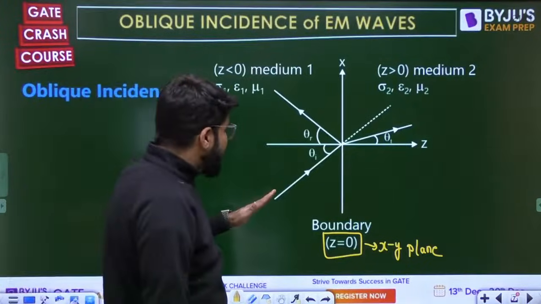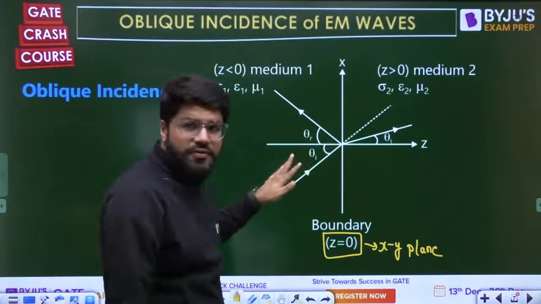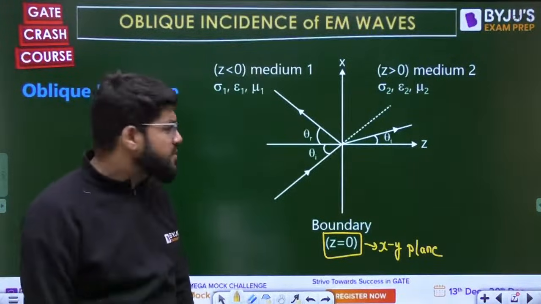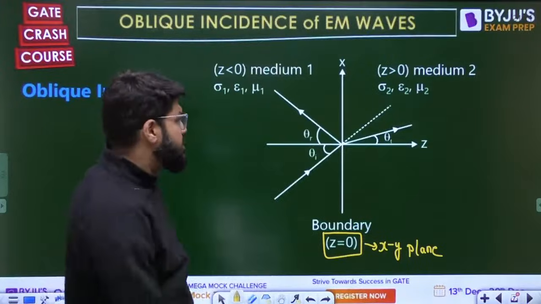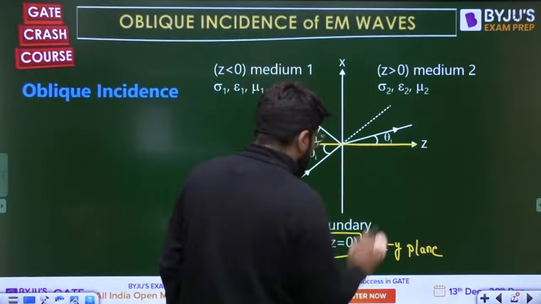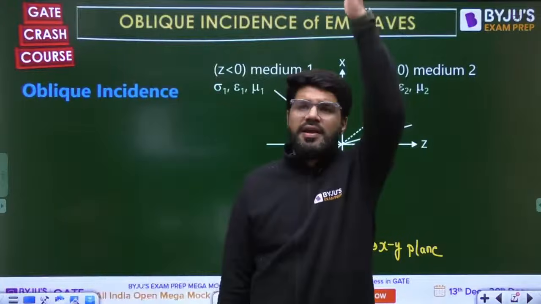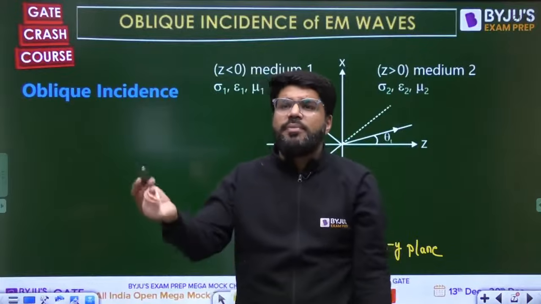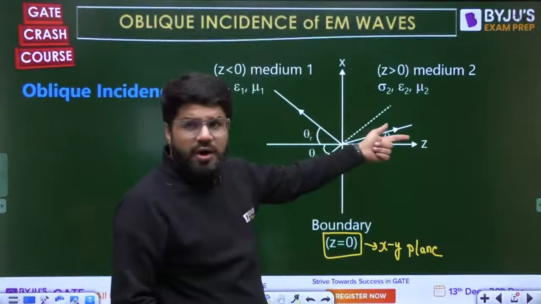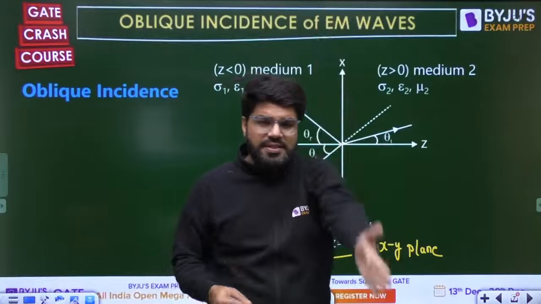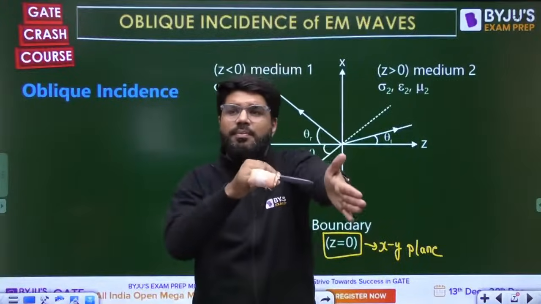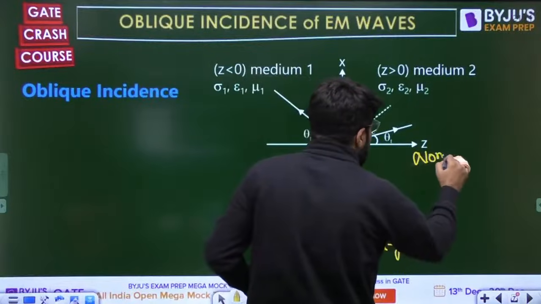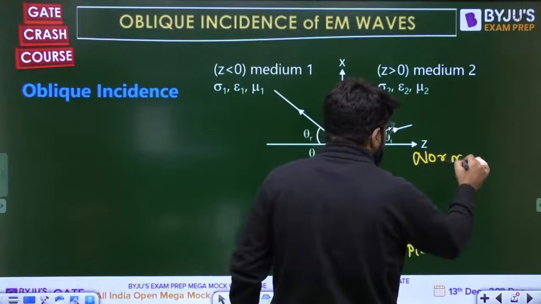A wave is traveling and it strikes the boundary at some angle of incidence. I'll give you the official definitions of angle of incidence, angle of reflection and all those things. All these angles are measured with respect to the normal to the boundary. Now, what is the boundary? The boundary is the xy plane. So what is a vector perpendicular and normal to it? It is the z direction. This is the boundary and this is a vector normal to the boundary, also known as the normal direction.